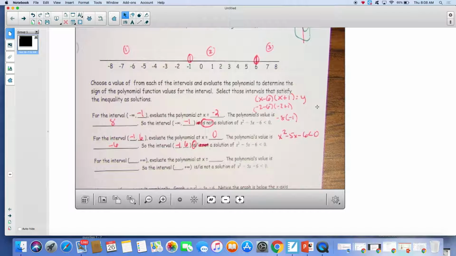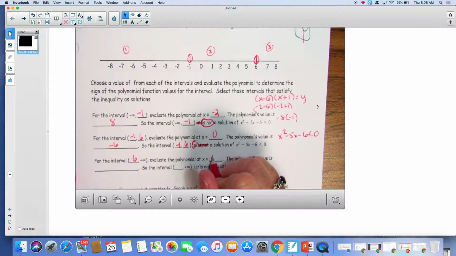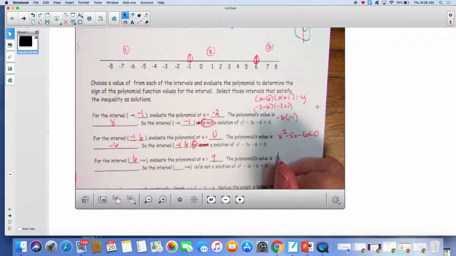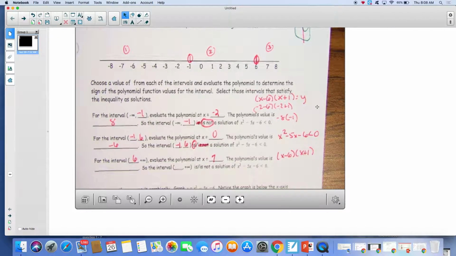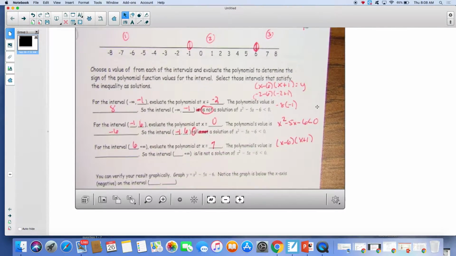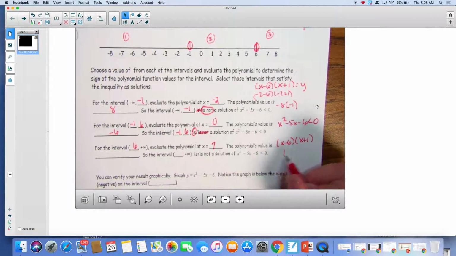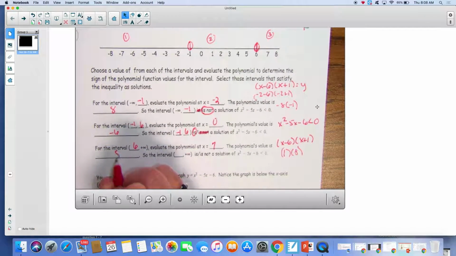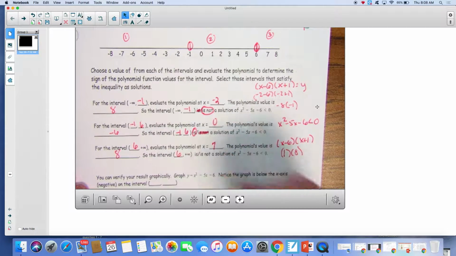And then for the interval from 6 to positive infinity, I'm going to just pick 7. I'm going to use the factored form because that's 1 times 8. So that answers 8. So the interval from 6 to positive infinity is or is not a solution? Is not.